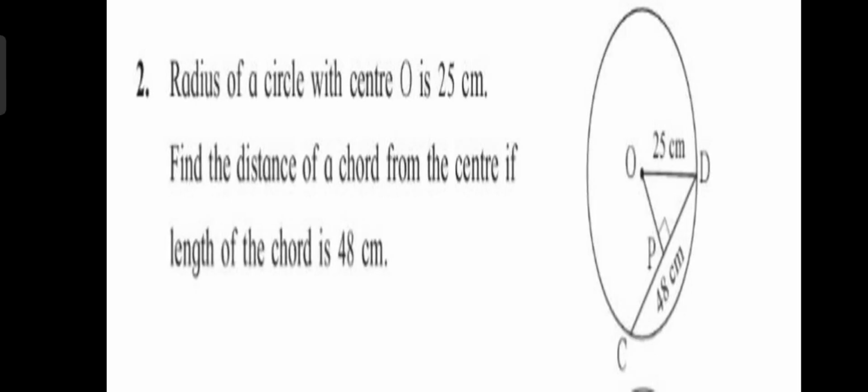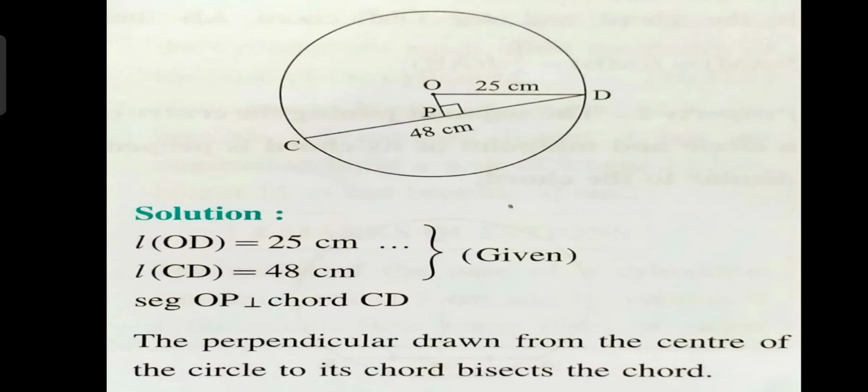Now PD is what? It will be half of CD, that is half of 48, that will be 24. So PD is equal to 24. We have to find the length OP. So here length OD is equal to 25 centimeter and length CD that is given to us is 48 centimeter. So segment OP is perpendicular to chord CD.